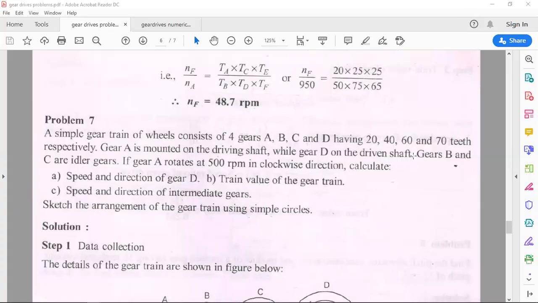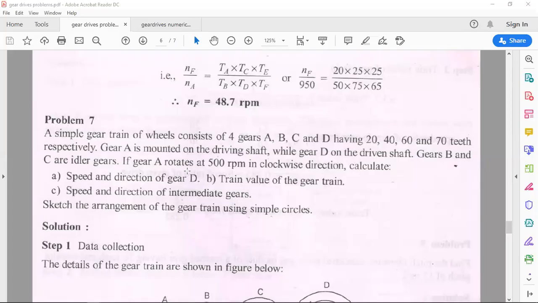Similarly, one more problem is given. A simple gear train of wheels consists of 4 gears A, B, C, D having 20, 40, 60, and 70 teeth respectively. Gear A is mounted on the driving shaft, while gear D is on the driven shaft. Gear B and gear C are called idler gears. This is the meaning of a simple gear train: each gear is mounted on one shaft, meaning all are single gears mounted on single shafts.